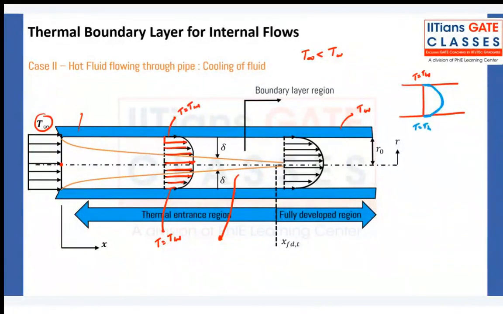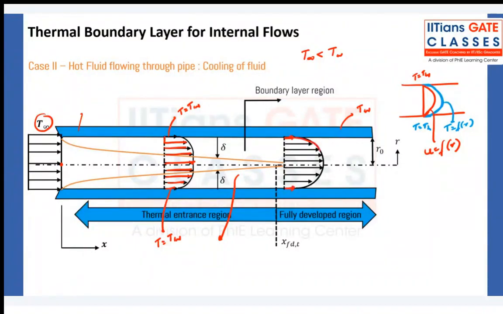There we were starting from U as a function of R, but this is your temperature as a function of R. It does not start from the point. There is some finite temperature first, and then your parabolic profile starts. So you see here, I have shown a little bit of temperature here, which is equal to TW, and then your profile is starting.